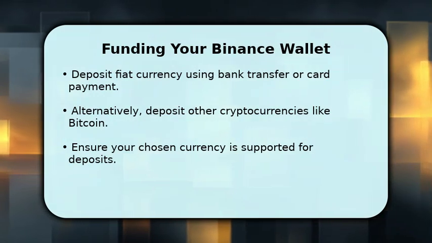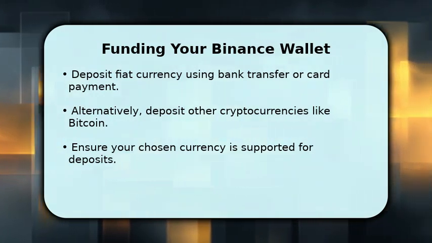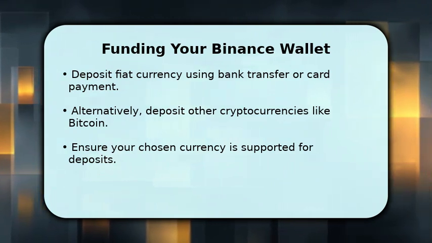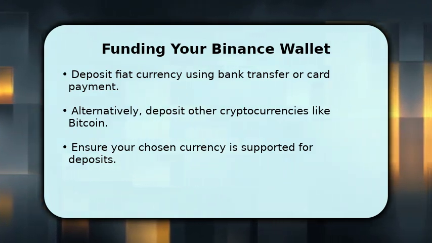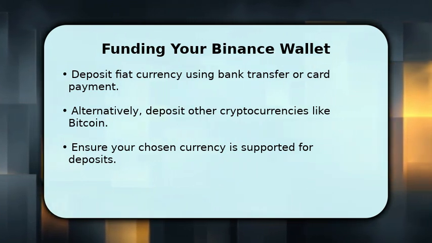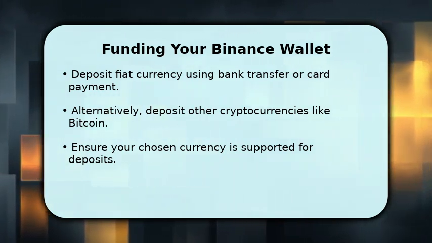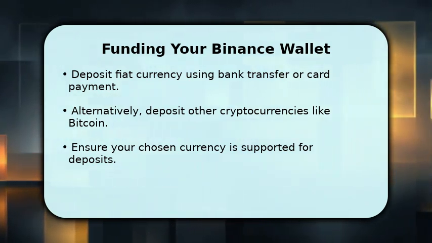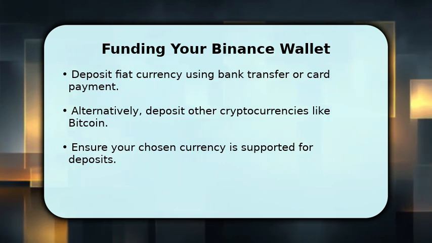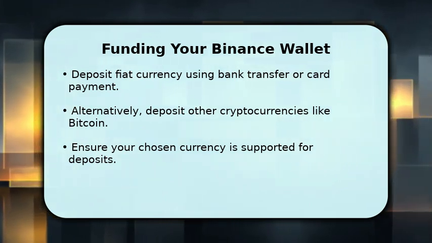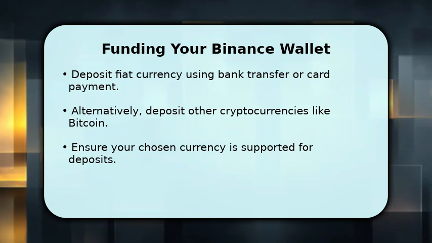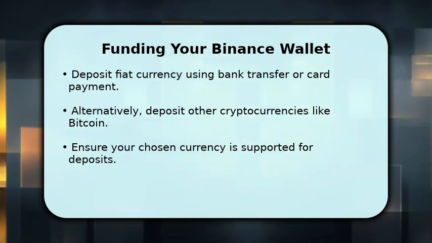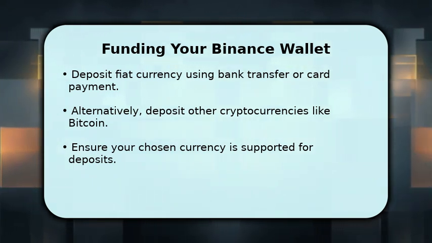Once your account is ready, the next step is to fund your Binance wallet. You have several options for depositing funds. You can use fiat currency, such as US dollars or euros, via a bank transfer or a credit/debit card payment. Alternatively, if you already own other cryptocurrencies like Bitcoin or Ethereum, you can deposit those directly. Always double-check that your chosen currency is supported for deposits to avoid any issues.